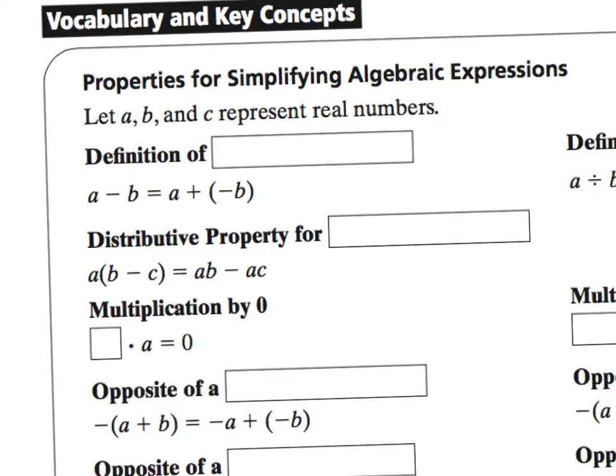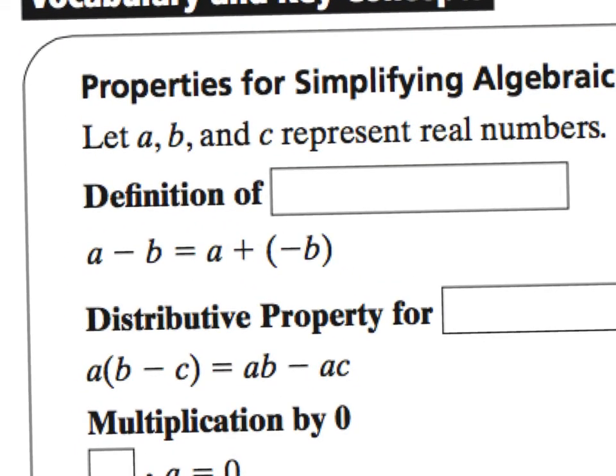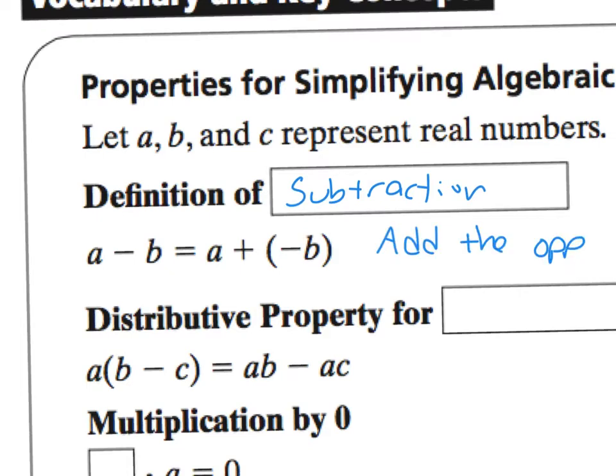All right, so numero uno, the first one here, the definition of subtraction. Subtraction means to add the opposite. That is all subtraction means. So let's see here. If you have a minus b, that's the same as saying a plus a negative b. Why is that important? Why do we care?